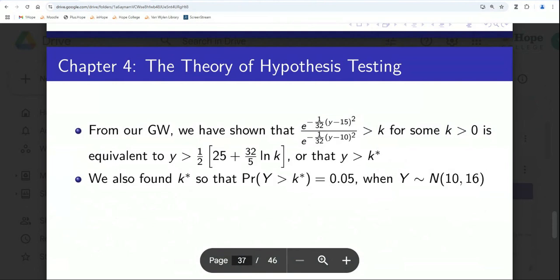So you need to find the probability that y is greater than K star when y is normal 10, 60. Can anyone tell me why 10 here? Why not 15? It's not an issue of whether we reject or not. Why is it that when we want to find K star, we say find K star so that this probability is 0.05, and how do I know that mu is 10? What is this step trying to do?